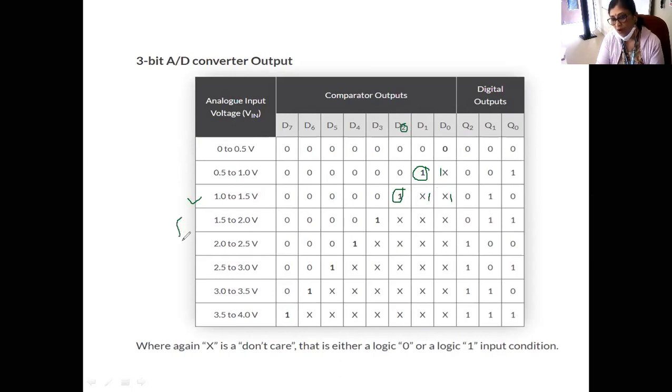Like this, all different codes like 0, 1, 1, which corresponds to value 3, 1, 0, 0, which corresponds to value 4, 1, 0, 1, which corresponds to value 5, 1, 1, 0, which corresponds to value 6, and 1, 1, 1, which corresponds to value 7. So these different digital codes will be produced at the output.